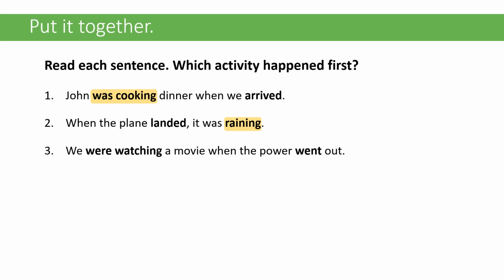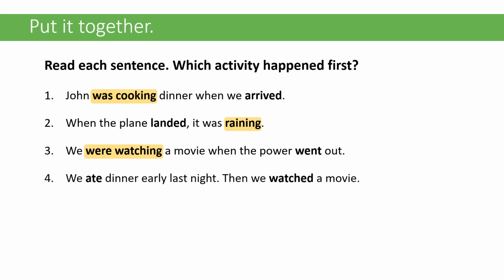We were watching a movie when the power went out. Progressive, always going to be first. We ate dinner last night, then we watched a movie. Uh-oh, we don't have one in the progressive, so we got to think. Well, fortunately, there's a word here that actually tells us the order. Then. Then means after, right? Whatever comes after then is going to be the second thing. So the thing that happened first is we ate dinner.